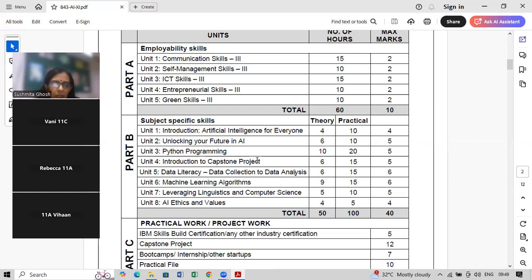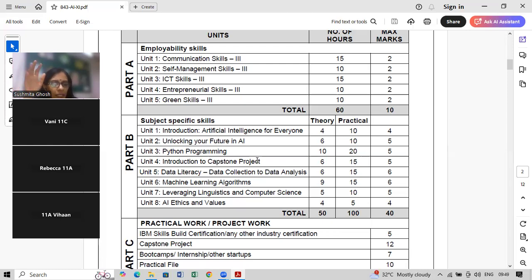Then we have understanding about data literacy, machine learning, your NLP concepts, and ethics. Ethics being very important. So that part is your part B, which is around 40 marks overall out of your 50 marks. Then there's one more aspect which needs to be thoroughly done, which is your IBM skill build certification. This will be included in the practical 50 marks.